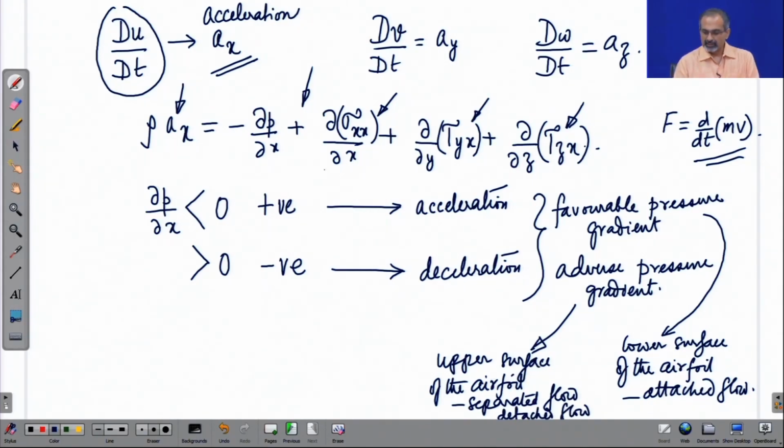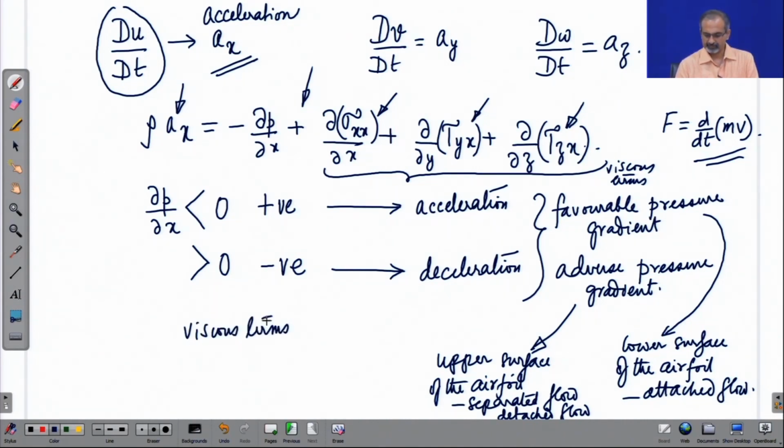Always remember that the viscous terms always resist the flow because they are playing the role of friction which opposes the state of motion. So, viscous terms decelerate the fluid element always.